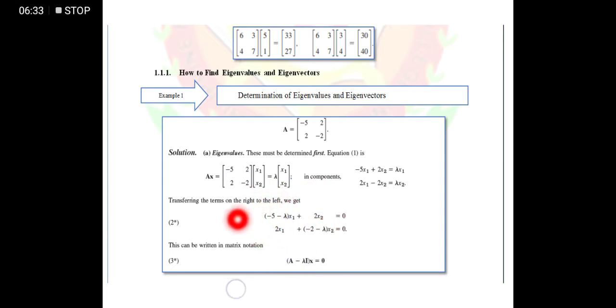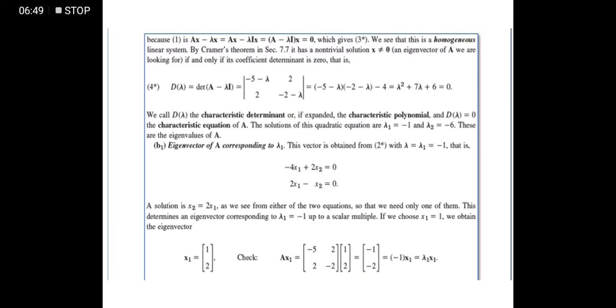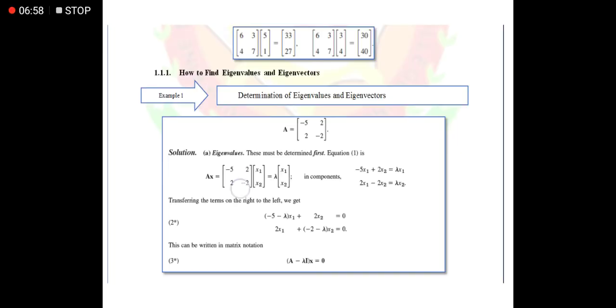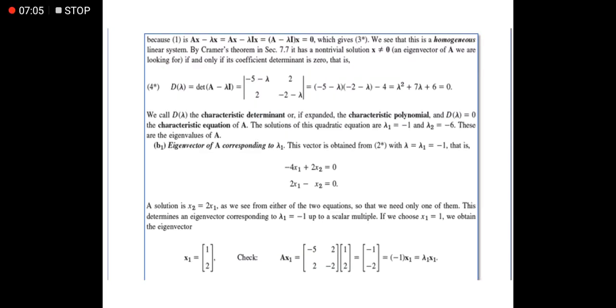So, equation 2 asterisk. So, this can be written in matrix notation as this one, no? We have here (A minus lambda I) X, no? So, yan yung simplification ng equation na to. Okay. So, because AX minus lambda X is equal to AX minus lambda IX, no? So, ito siya, just a derivation of this one. Okay. So, yan. So, which gives 3 asterisk.